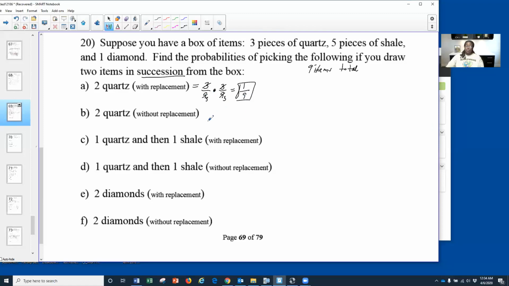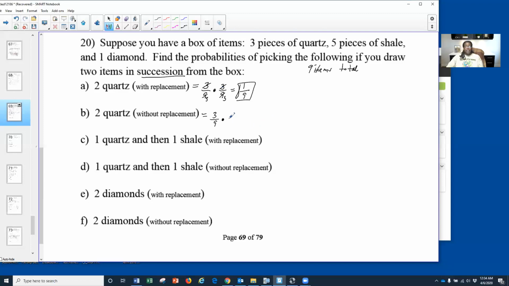Does everybody see what we're doing? All right, let's try the next one. So they have 2 quartz without replacement. So now we're still looking for the 2 quartz, but the probability of getting the first quartz is 3 out of 9. But remember, we're not going to put it back in the box. We're going to shake the box up. We're going to reach in and hope we get a quartz again.